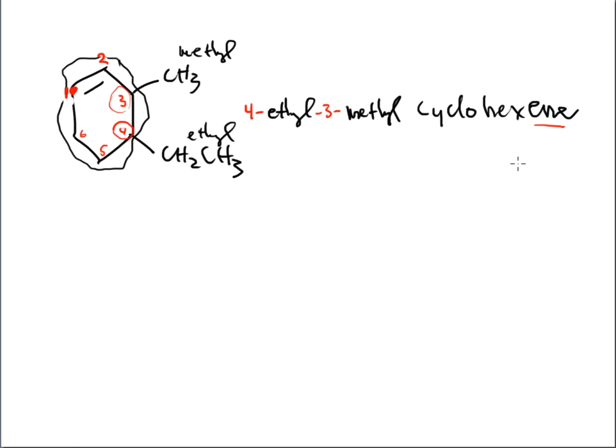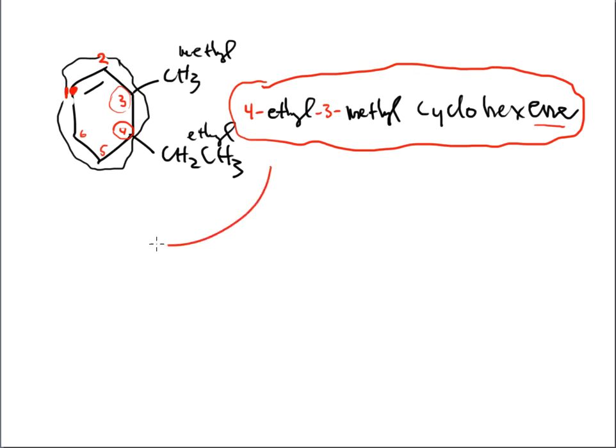But this time I'm not going to put the 1, just so I can prove a point to you that I don't need to write it. So 4-ethyl, 3-methyl, cyclohexene is going to be the name of that structure. Now, once again, I don't want you to get lost, meaning that you also have to be comfortable going from this name to this structure. 4-ethyl, 3-methyl, cyclohexene. Okay, well, let's just work backward a little bit on this one.